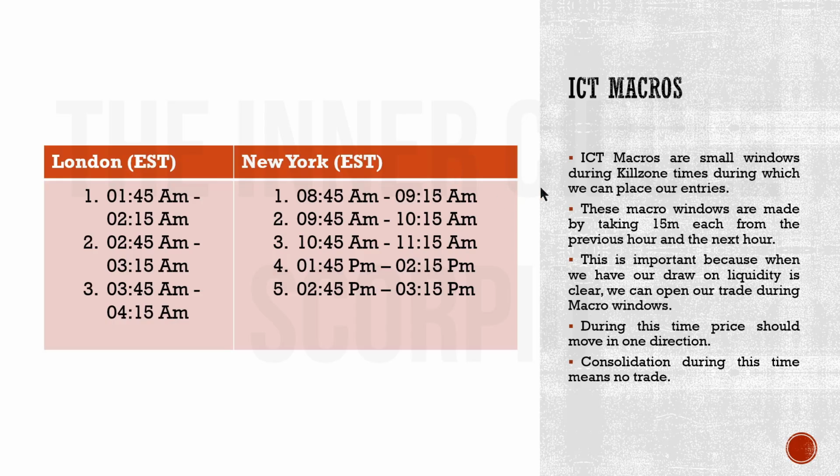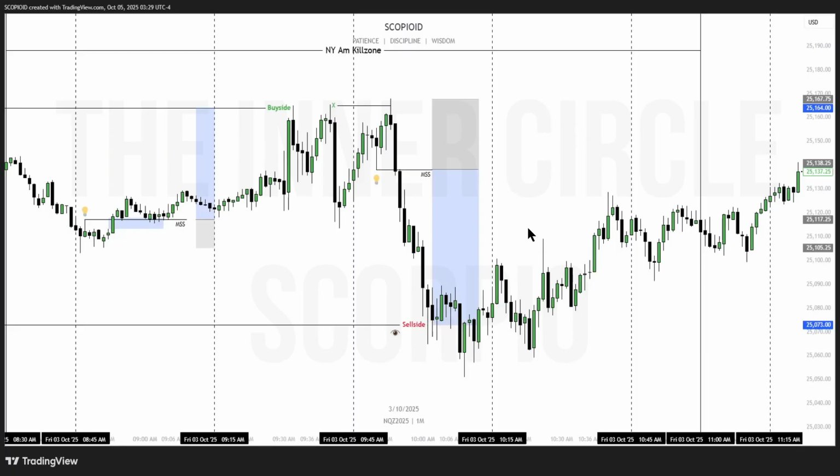So I went ahead and considered 15 minutes before and after the hour as a macro window. Now let's take an example from the New York AM Killzone, where the first macro window is this 8:45 to 9:15, where we find one trade here, which is we see a low make, a high, a low, and a high, which is a market structure shift.